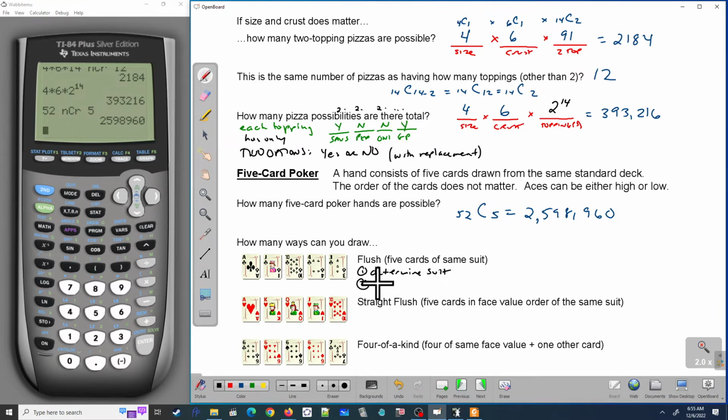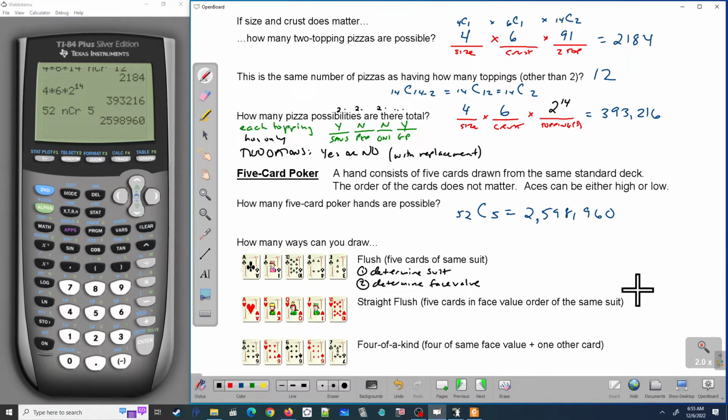Then we should determine the face values. Now, I'm not going to keep saying "determine" as I keep writing out the steps for these types of problems. I just want to make sure that we understand. Once I establish what the suit is, say I'm going to make a flush of hearts, then I would go ahead and choose the 5 face values of that.